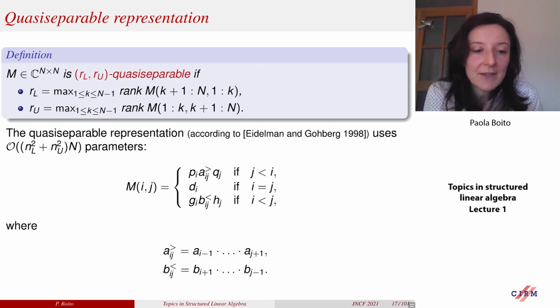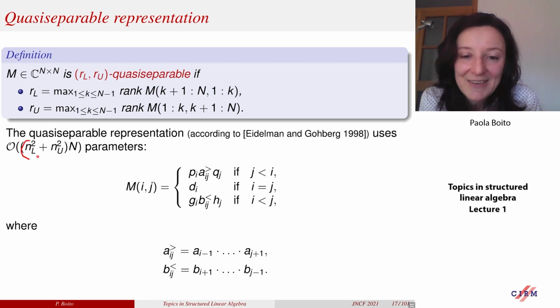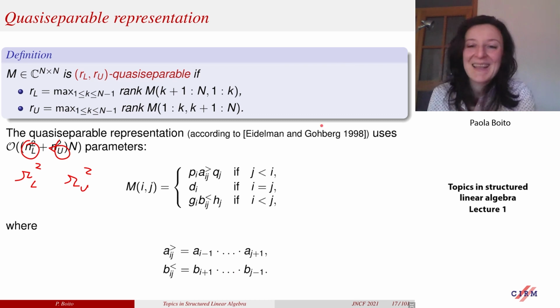Yes, absolutely. Thank you, Xavier. Yes, this is a typo. So this is R_L square, obviously, and this is R_U square. Thank you. So lower quasi-separability order and upper quasi-separability order.